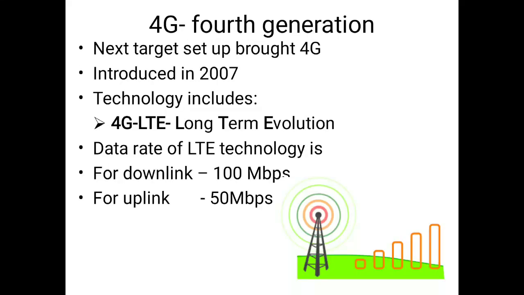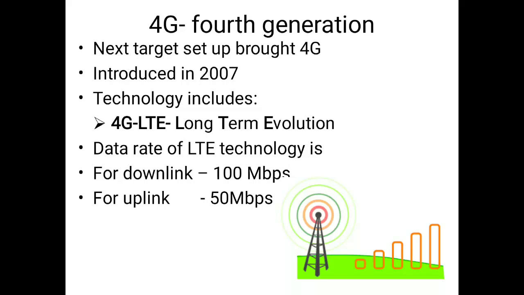Coming to fourth generation mobile technologies, this was introduced in 2007. The technology includes 4G LTE, which is known as Long-Term Evolution. Here the data rates of LTE for two categories, downlink as well as uplink, are given. For downlink it is 100 Mbps, for uplink it is 50 Mbps. As we have discussed earlier, we could see the difference in the data rate. For downlink it is much higher than the uplink data rate.